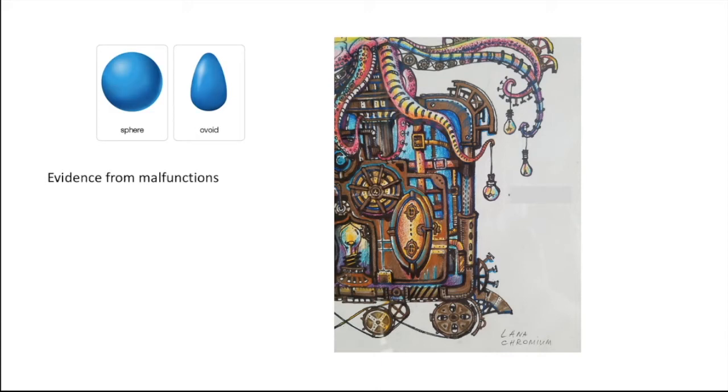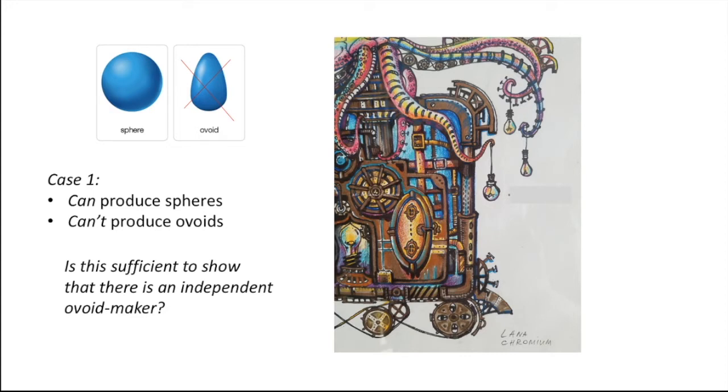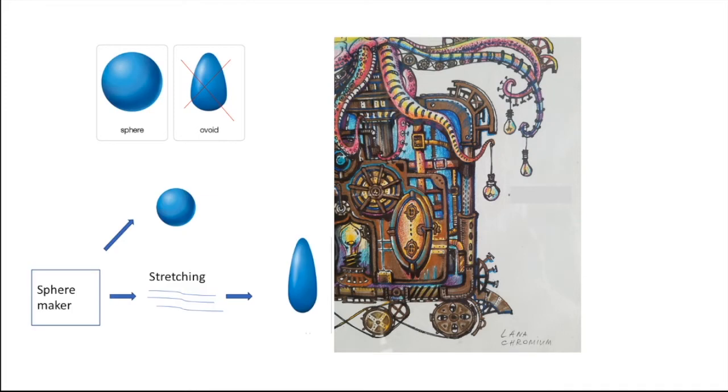Now, luckily, although you can't peer into the mechanisms, there are several of those machines around, and some of them have malfunctions. So one of those machines can produce spheres, but somehow it loses the capacity to produce ovoids. So you have a case of a single dissociation, which shows, at the very least, that the ovoid making capacity and the sphere making capacity do not always go together. But is this sufficient to show that there is an independent ovoid maker inside the machine? Not necessarily.